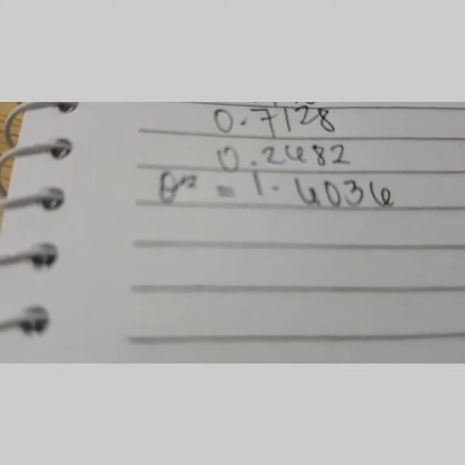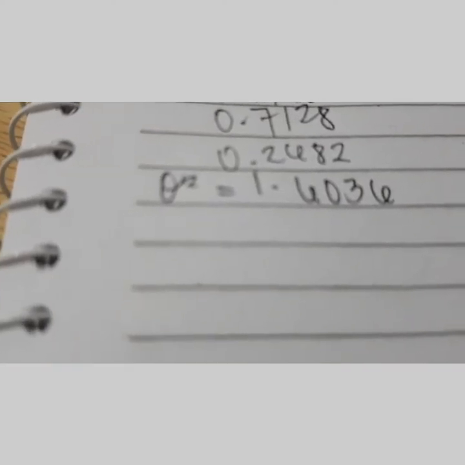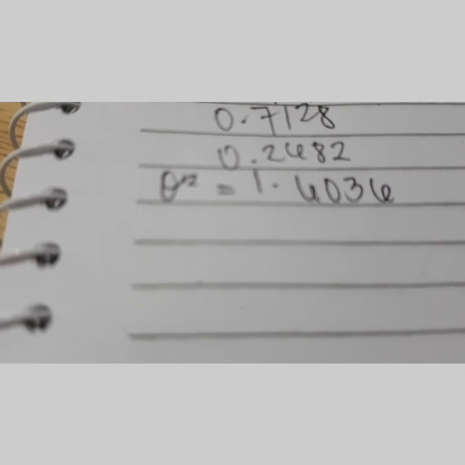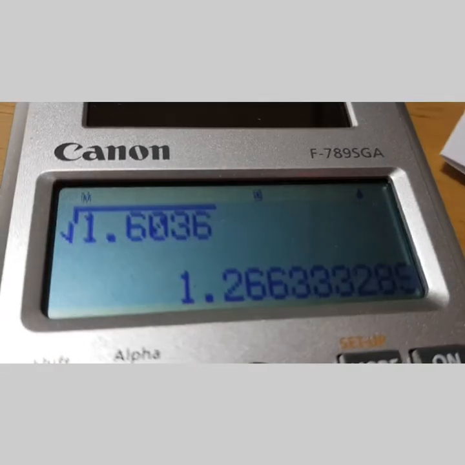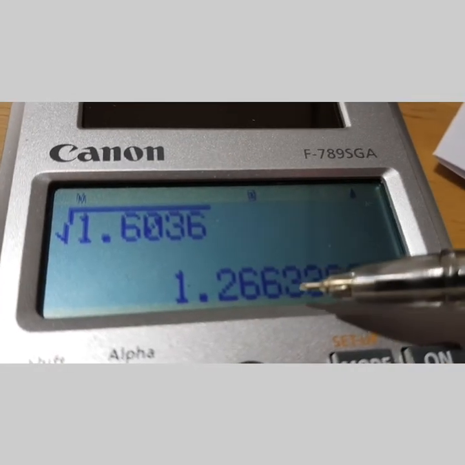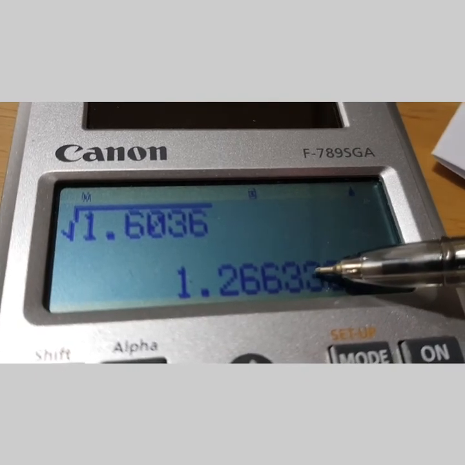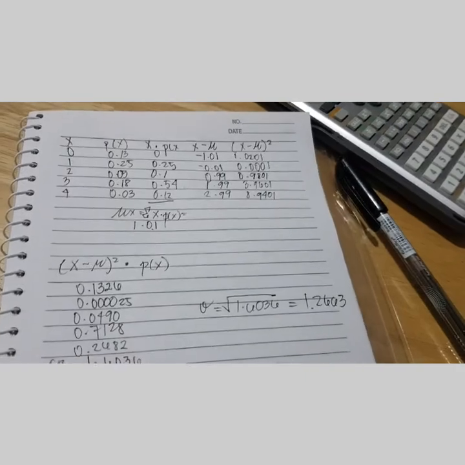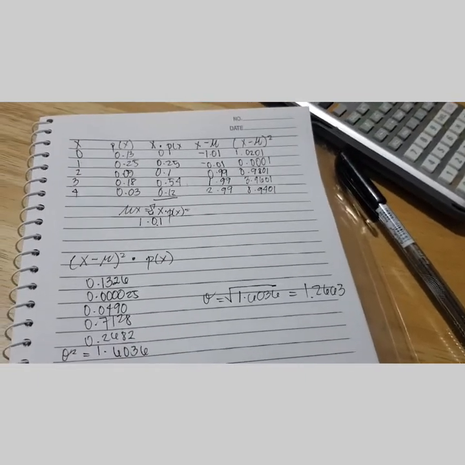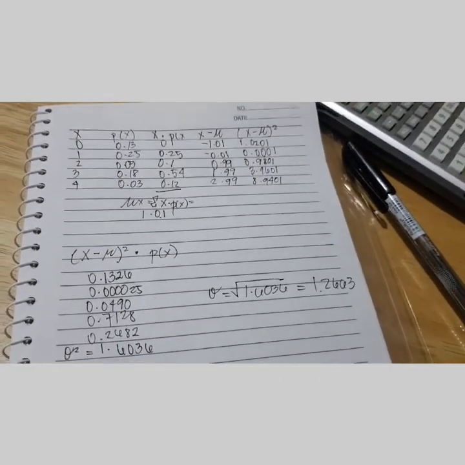Last step, kailangan po natin i-square root ang 1.6036 and equals to, 4 digits after decimal point, so 1.2663. Ganyan po gawin ang mean and variance table.